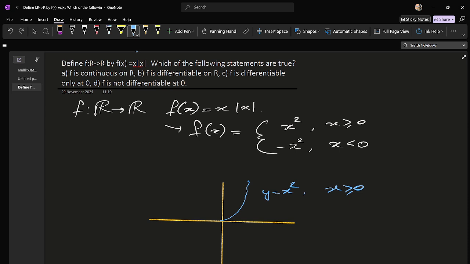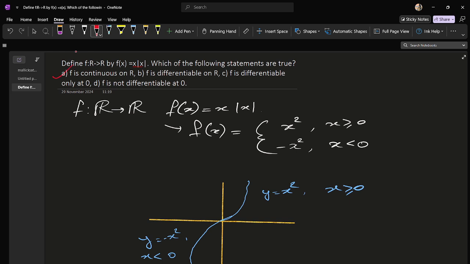And what will be this part? Again, this part is y equal to minus x square for x less than 0. Then what is happening here? We can see that the function has no break in the whole graph. So the function is continuous, and we can say that this option is true.